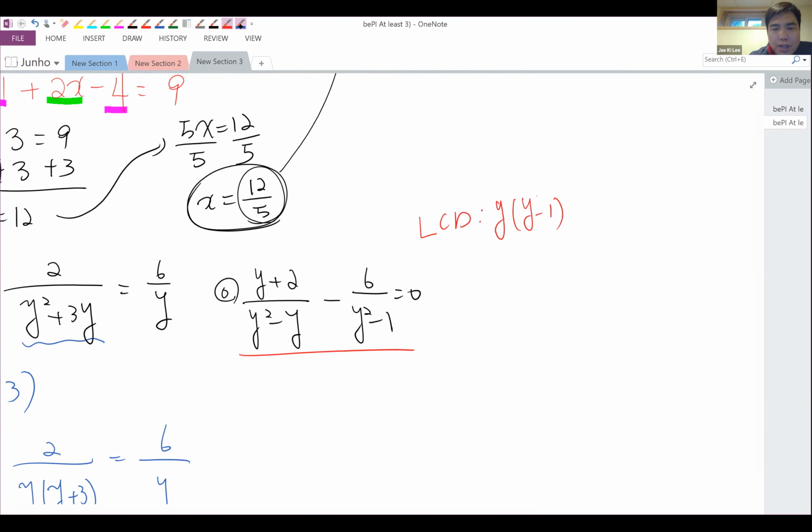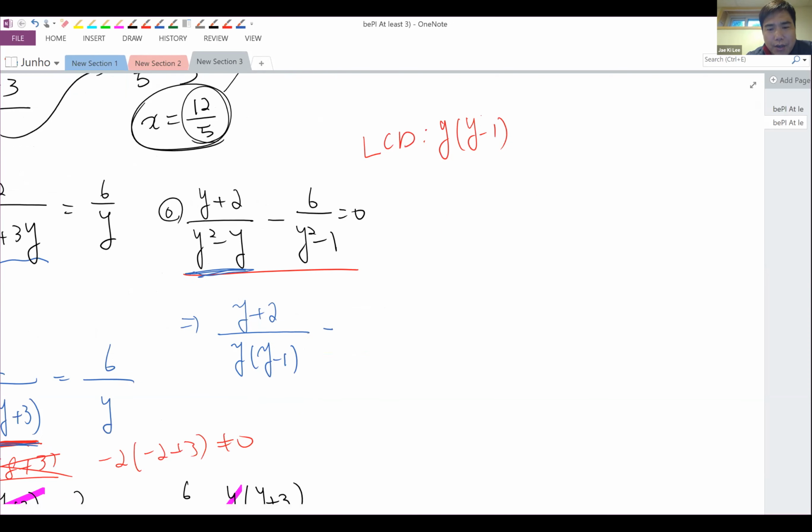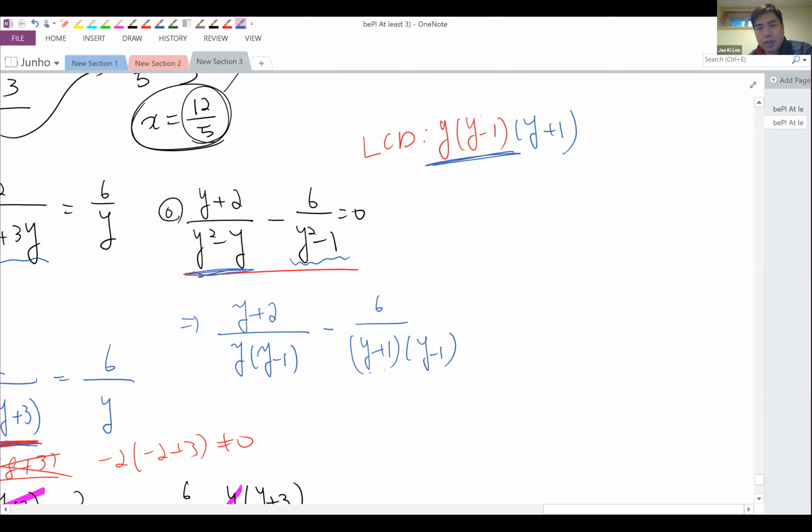So factoring the denominator here, it becomes y plus 2 over y minus 1, right? And minus 6 over y squared minus 1. If you factor it out, then what comes out? y plus 1 times y minus 1. Okay, so when I see this one, it doesn't cover y plus 1. So you need to put one more y plus 1 as well. Okay, so that can be our least common denominator.